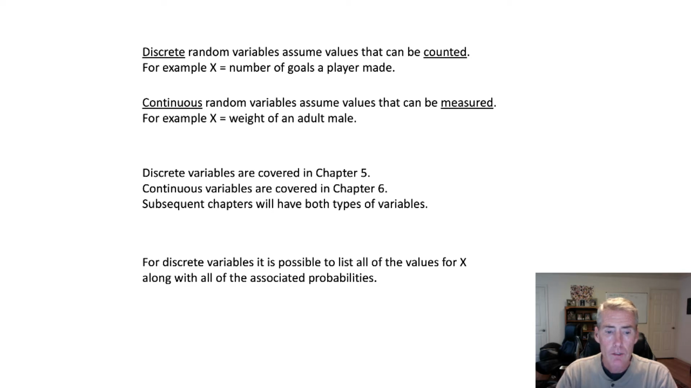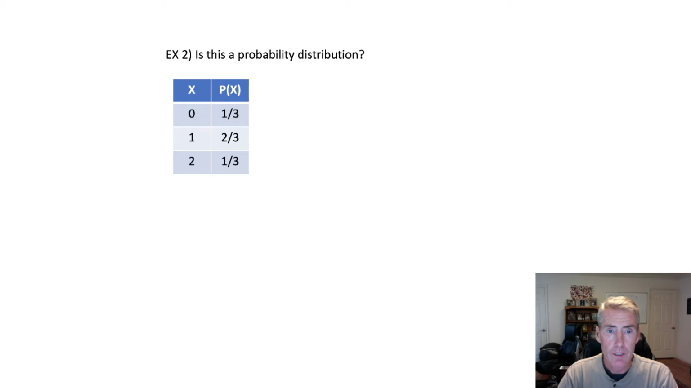So with the discrete variables, you'll be able to list what x equals. Like with the last one, x equals 0, 1, 2, and 3. And then the probabilities. And that is how you make the probability distribution table.